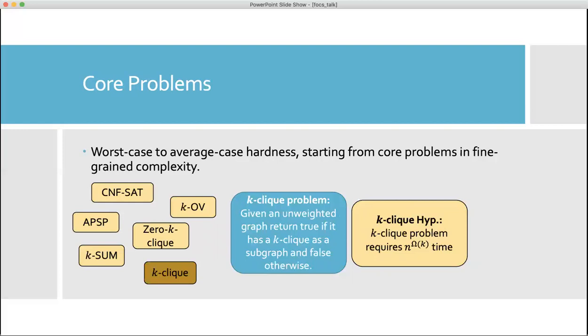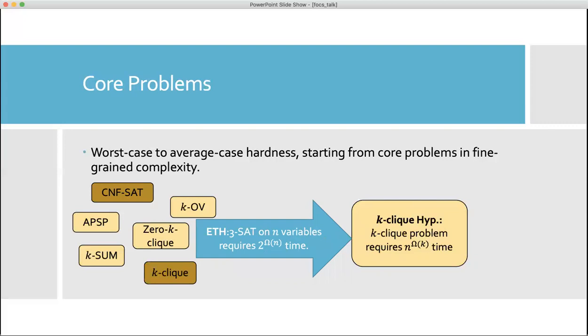Finally, the k-clique problem says that given an unweighted graph, return true if it has a k-clique as a subgraph and false otherwise. The k-clique hypothesis says that the k-clique problem requires n to the omega(k) time. We have that ETH, or the exponential time hypothesis, gives us the k-clique hypothesis. This was a brief introduction of the core problems that we use, and I should mention that we mostly consider the counting version of them. For example, counting k-clique wants you to return the number of k-cliques in your graph.